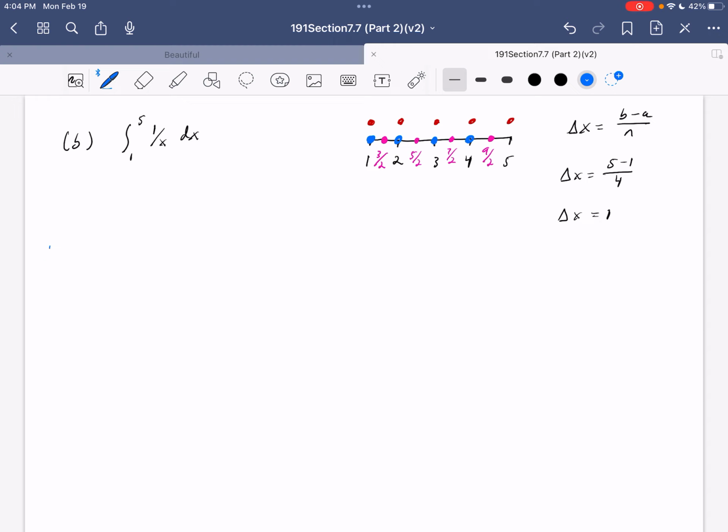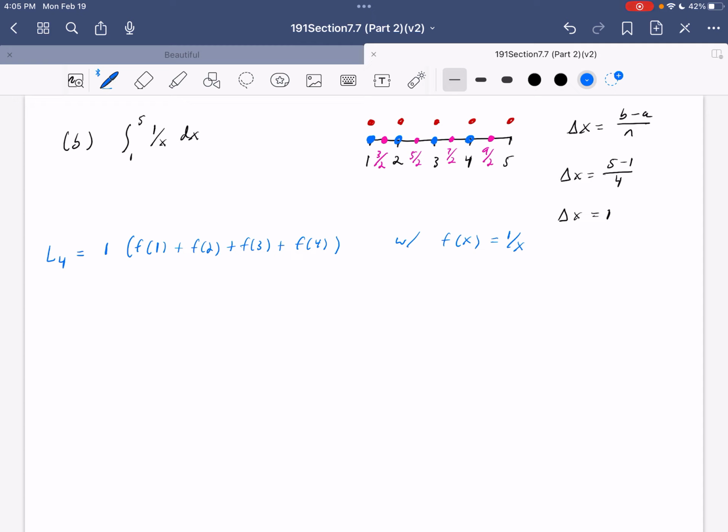Let's start with the left endpoint approximation. L4 is going to be our delta x, which is 1, times f of 1 plus f of 2 plus f of 3 plus f of 4, with f of x equals 1 over x. If we just wanted to set it up but not evaluate it, this would be sufficient. But since we were asked to evaluate it and we want to compare the actual value of the definite integral against the approximate value, we do want to evaluate this.